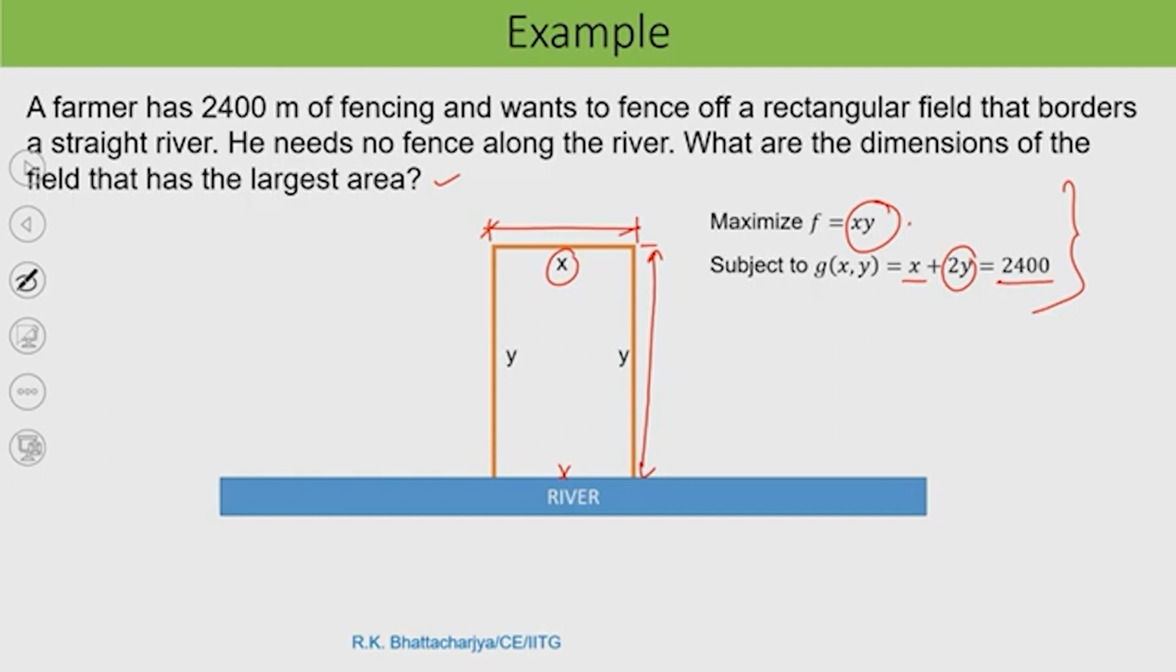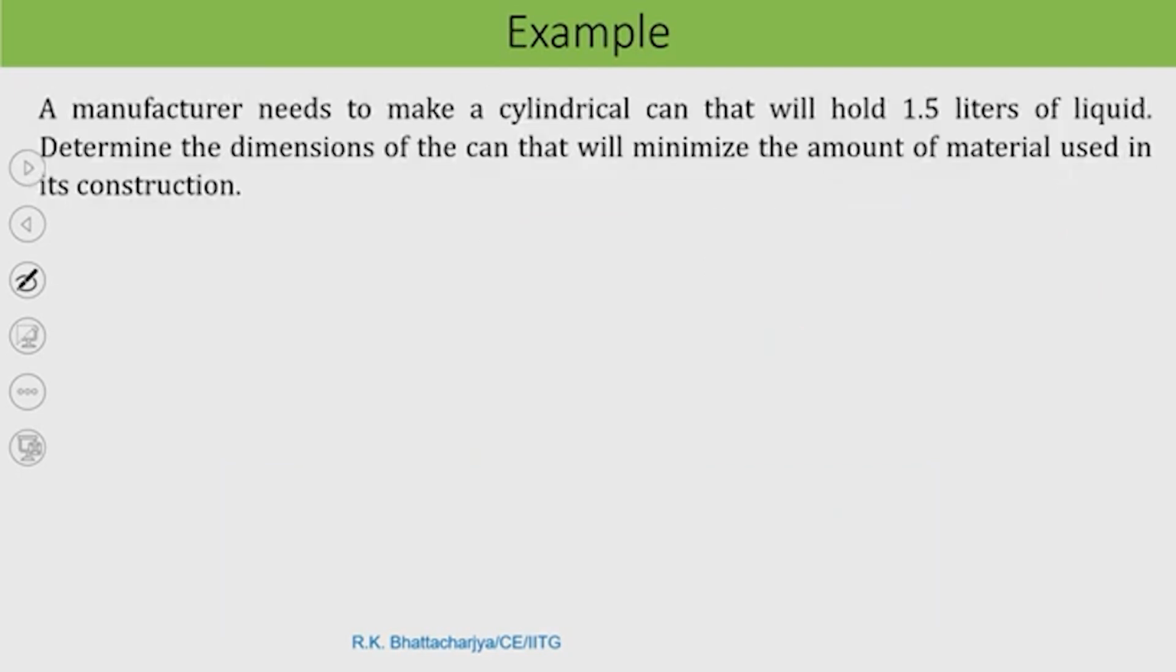Once I solve this problem, I will get the dimensions, that is, I can find out the value of x and the value of y. I will discuss the solution part later on, but right now I would like to discuss how to formulate an optimization model. Let us take another example problem.